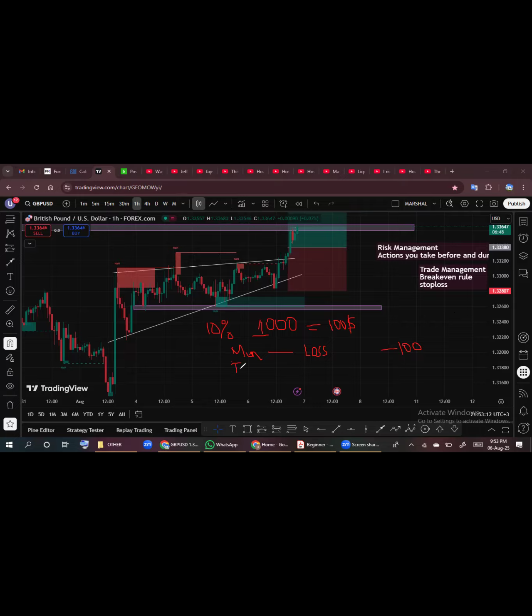Tuesday, took another loss, right? Another minus 100. Wednesday, you made profit, right? And your profit is 1:3. That means you're observing the ratio 1:3, which is plus $300.